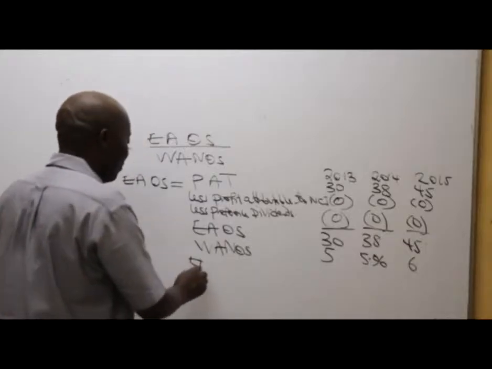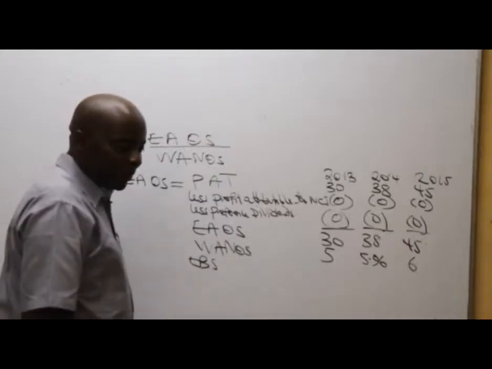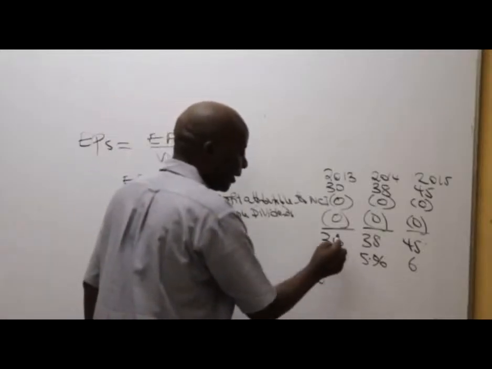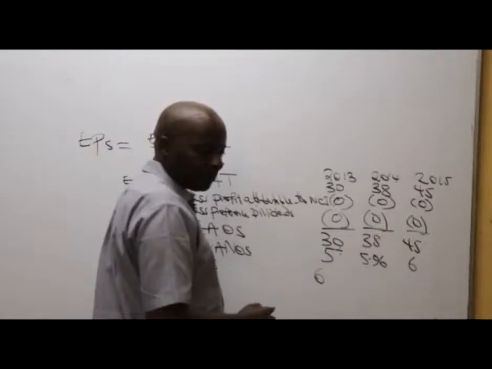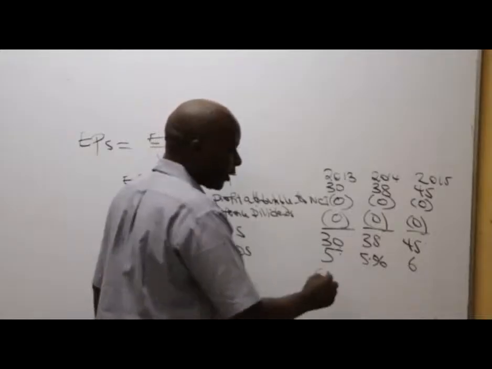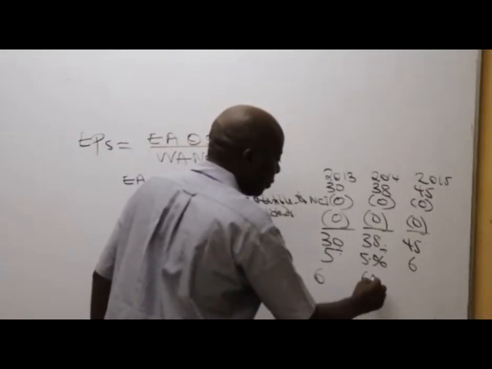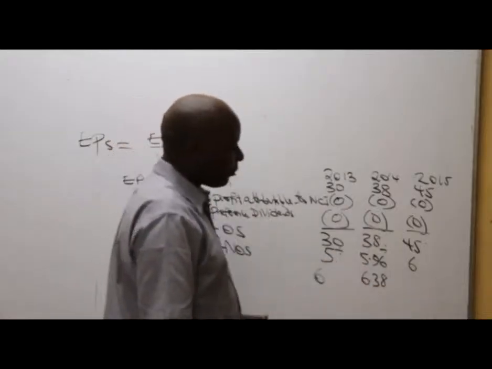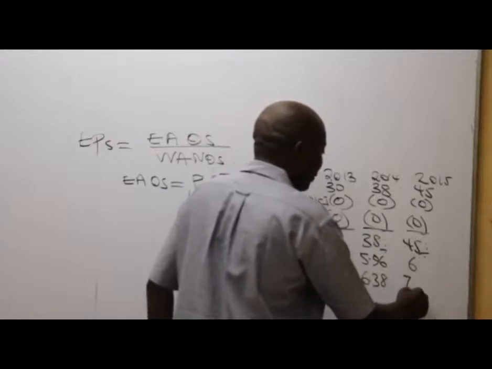So Obadia Mulinge ananiambia kwamba the basic EPS for 2013 is 6. The second one, ukidivide unasema ni 6.38. Ya mwisho ni 7.5.